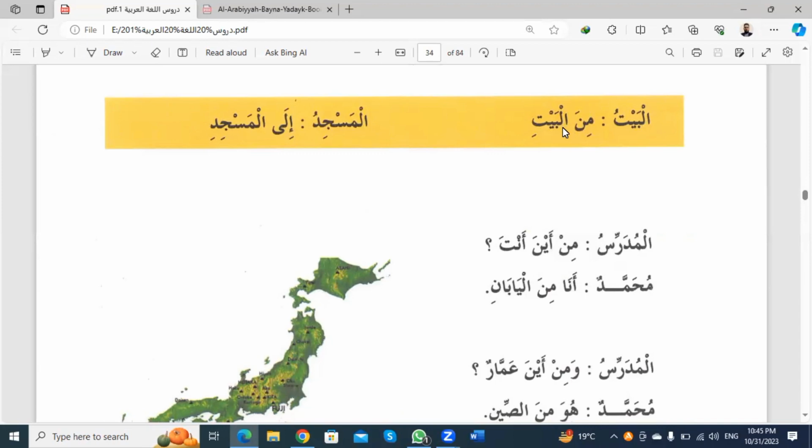So there are another two words, just like we say from the home to the market. So for from, what? From is min. Very good. Min. And to is ila. There was ala; ala means on. So it is ila, not ala. Ila means to.